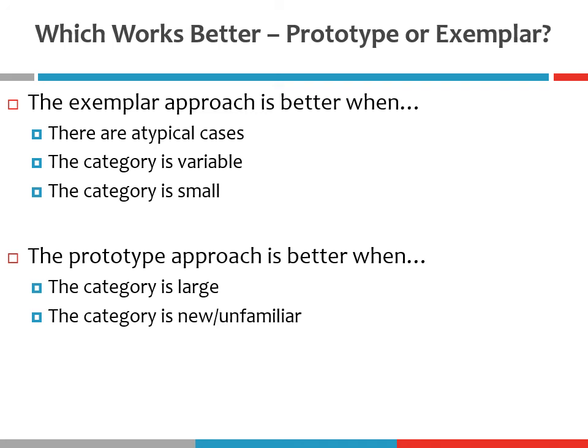So similarly, or sort of inversely, the prototype approach is going to be better when the category is large, and also when the category is new or unfamiliar. Obviously when the category is new or unfamiliar, you don't have a lot of exemplars because you don't have a lot of exposure. And if you don't have a lot of exemplars, then you're not going to be getting a lot of information. So in this case, it would be better to use a prototype or a single standard object.